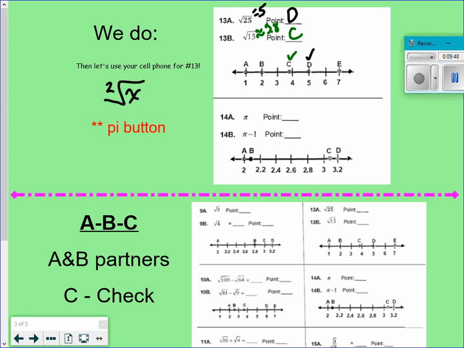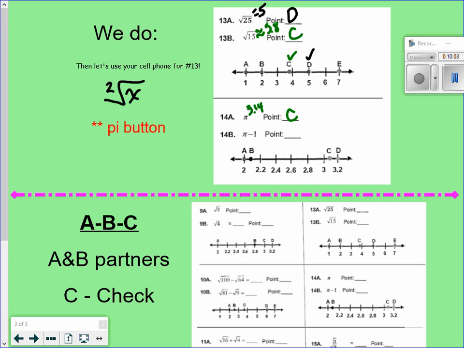Yeah. And hit enter, and we know what pi is. So pi is about what? But now you know where the pi button is. What point is that on the number line? C. Question.